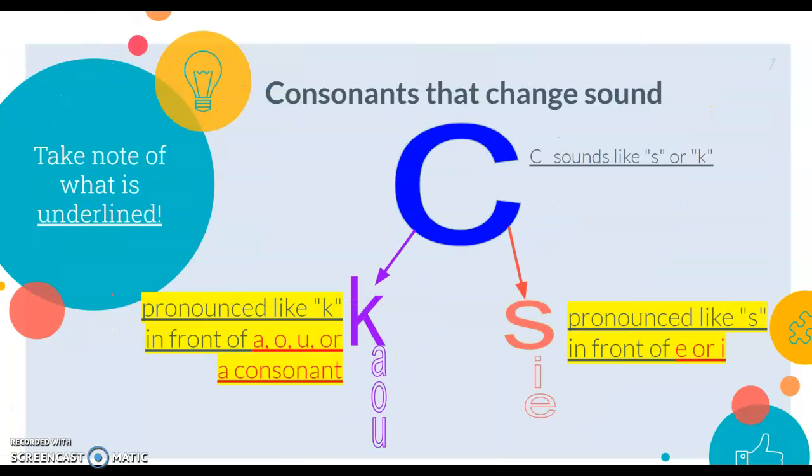So moving on. We have consonants that change sound. So the C has two sounds that it makes, okay? And notice that this is underlined and highlighted. So the C makes a K sound if it's in front of an A, O, U, or consonant, okay? K sound. It makes the S sound if it's in front of an E or an I. Okay, so take some time to write that down, fill it in, and remember that it makes two sounds.